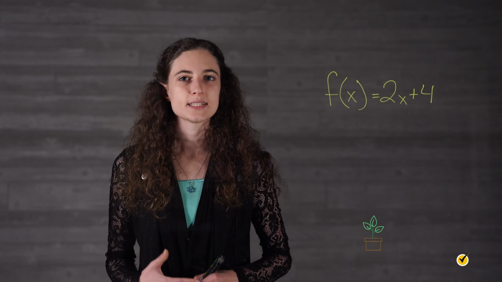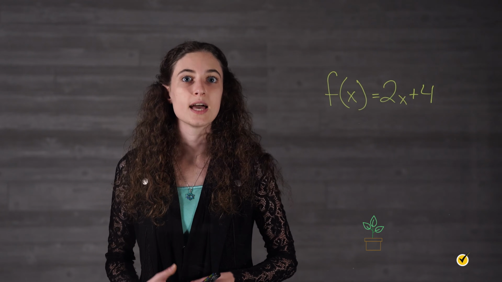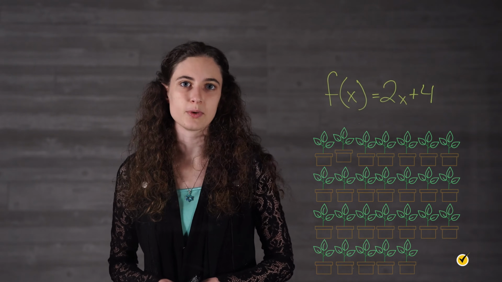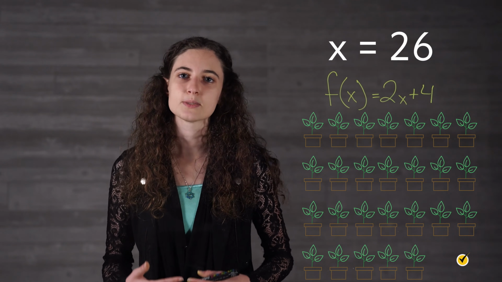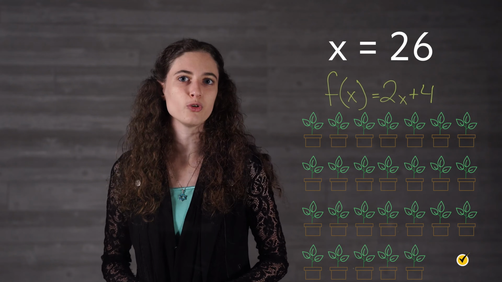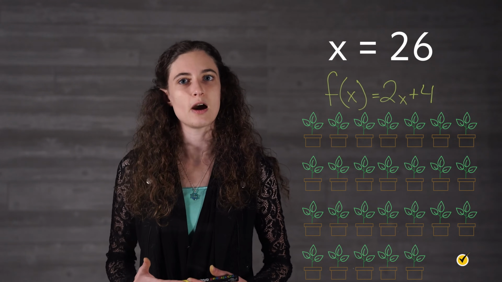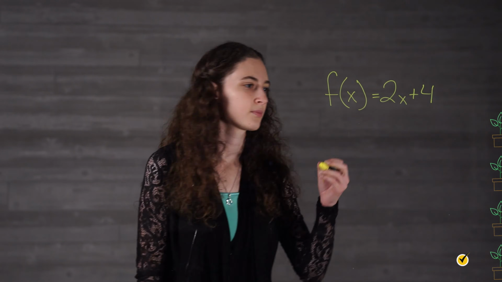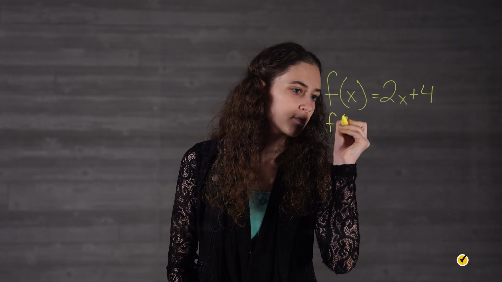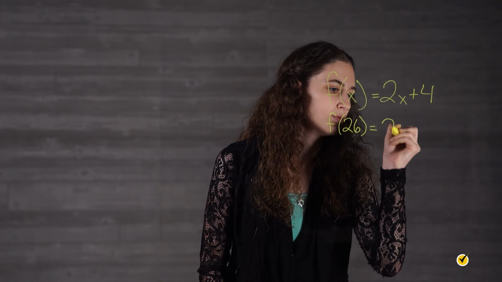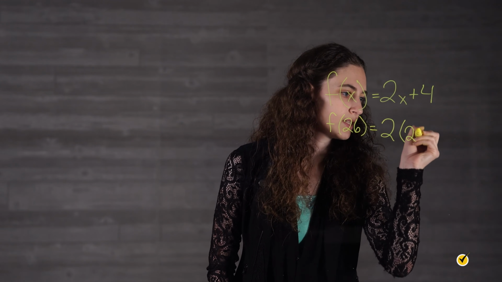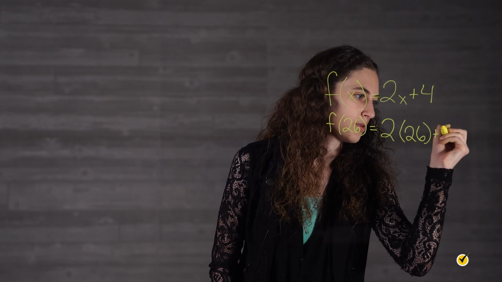For example, let's say we started with the $4 and then we sell 26 plants at the farmer's market. This means that x is equal to 26. Let's plug in 26 for x and then solve for y in terms of x to find out how much money we will make. f of 26 equals 2 times 26 plus 4.